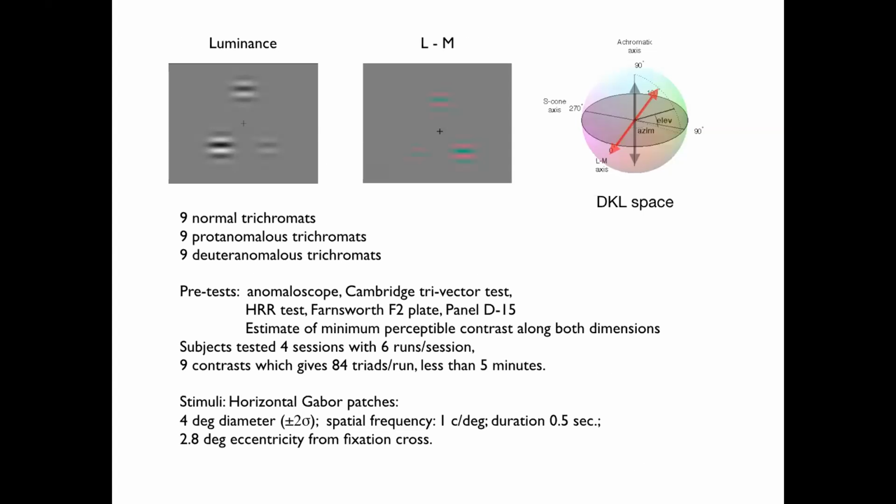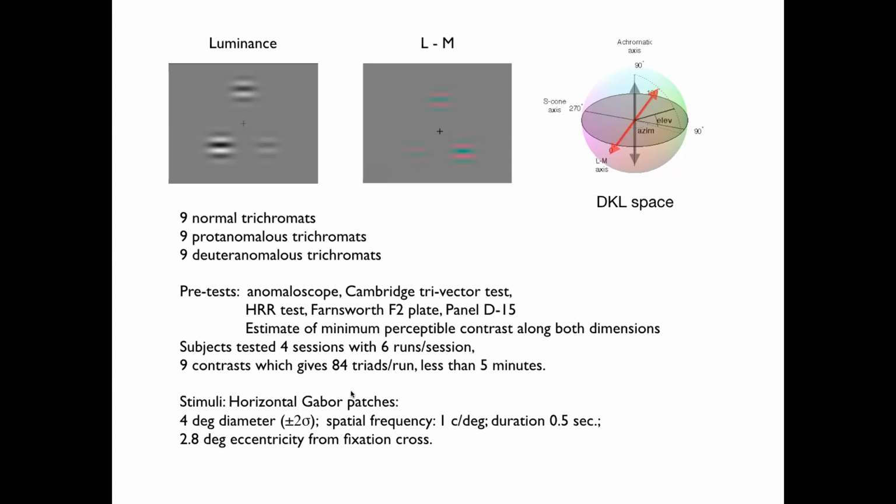Okay, so in our experiment, we tested 27 observers: 9 normal trichromats, 9 protanomalous trichromats, and 9 deuteranomalous trichromats. We tested each one using maximum likelihood difference scaling on 2 axes, one a luminance axis and one the LM axis, in the Derrington-Krauskopf-Lennie color space. This shows a typical trial. The observers were pre-tested with a number of standard tests. They were tested over 4 sessions with about 6 runs per session, alternating between the 2 tasks. We used 9 contrasts, which for a single run gave 84 triads, which they can complete in about 5 minutes.